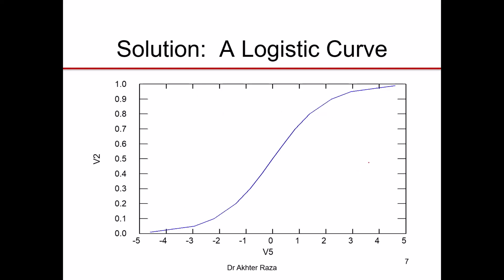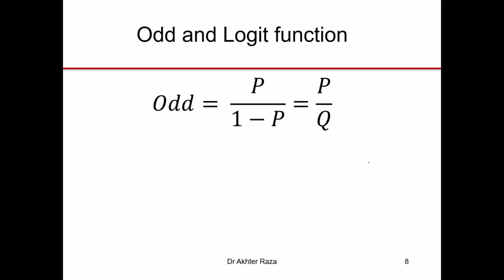So how can we convert this function into the y? We can convert this function into the y by taking odd. So in probability, the odd is what? Odd is the probability of occurring something divided by the non-occurring. Probability of non-occurrence is in the denominator, P upon Q. In a binomial distribution, P is the probability of success, Q is the probability of failure. Odd is the probability of success divided by the probability of failure. This is called odd in probability.